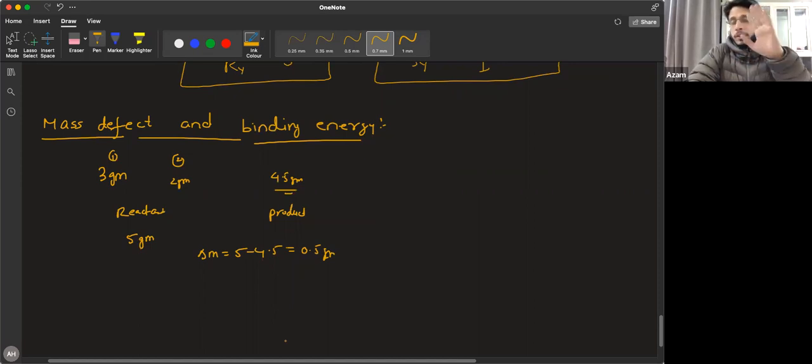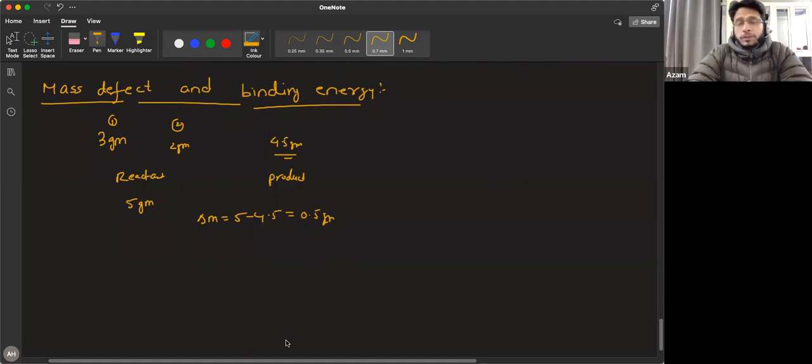Could be anything. It can happen in your nuclei. It can happen in a nuclear reaction. It can happen in a particle reaction anywhere. This is a general term. If the mass of reactant is greater than the mass of product, that means there is some loss there. The mass of product is less than the mass of reactant. That loss in mass is known as mass defect.